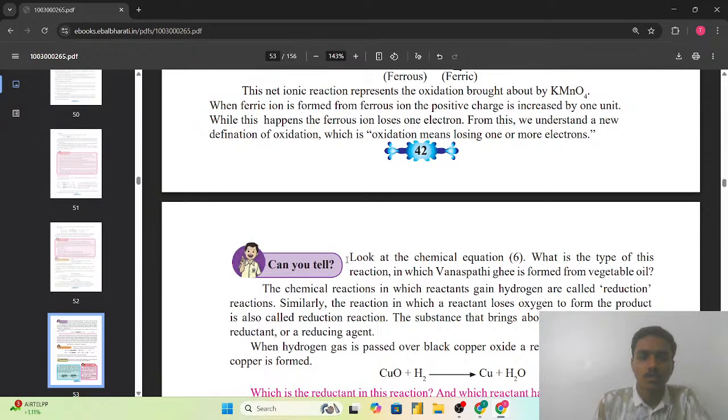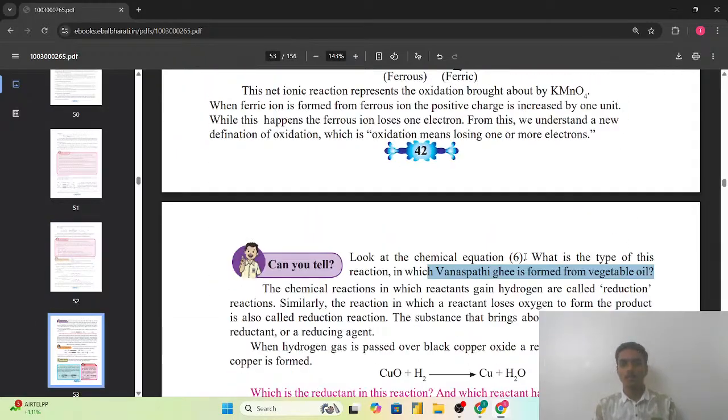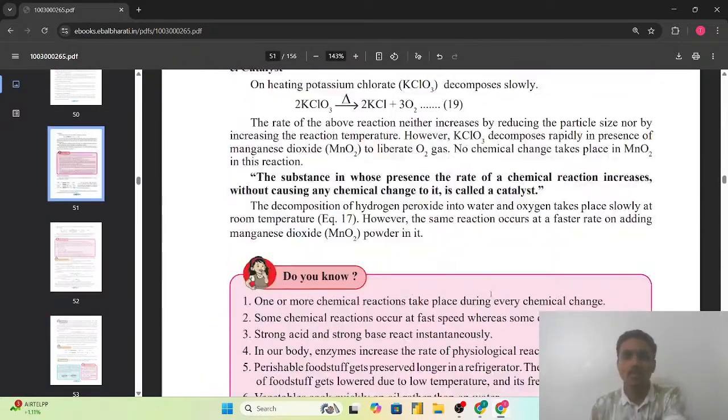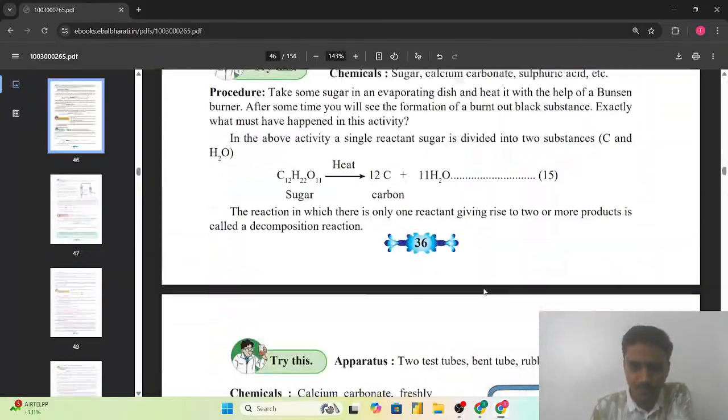Clear up to this? Now, can you tell? Look at chemical equation 6. What is the type of the reaction in which vanaspati ghee is formed from vegetable oil? So let us see. Here we are told to look at reaction 6, so let us see reaction 6. Which was the reaction?